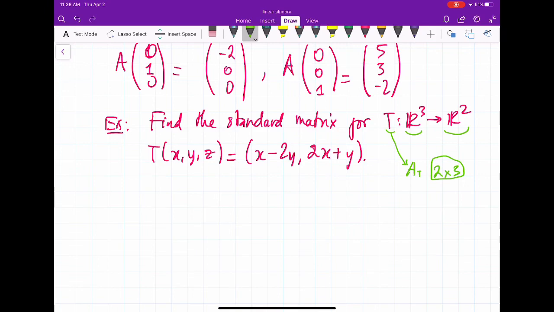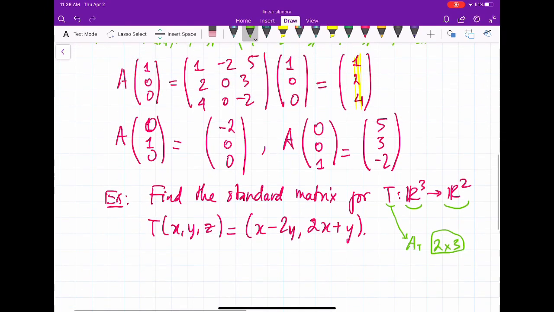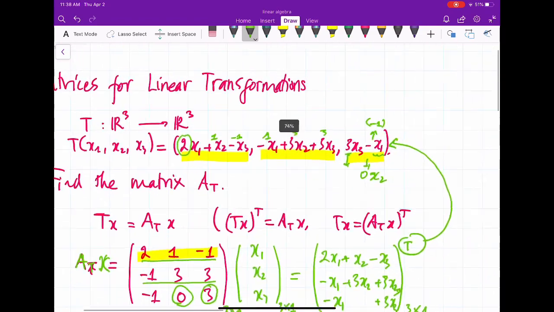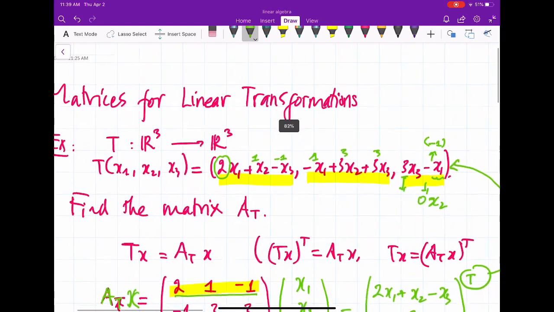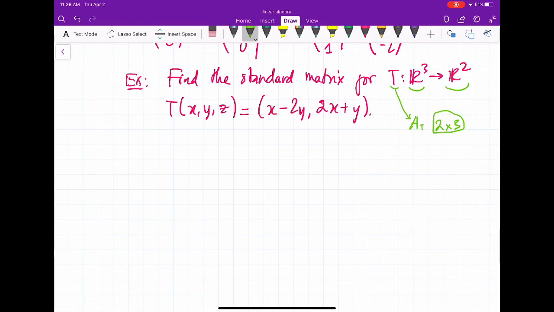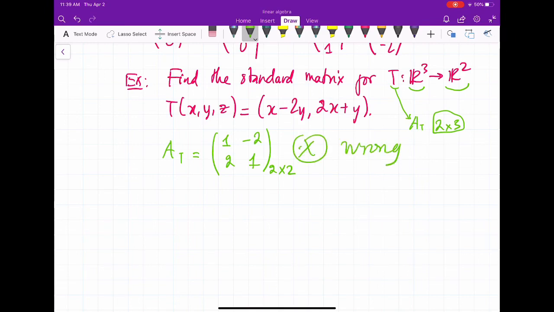right? But like the previous example, if we want to write the matrix of this linear transformation, I just need to pick coefficients, right? And for this example, if I pick the coefficients of this linear transformation, I get A_T equal to [1, -2; 2, 1]. This is just a 2 by 2 matrix. So there's something wrong here, right? All right, so how to find the standard matrix for this linear transformation?